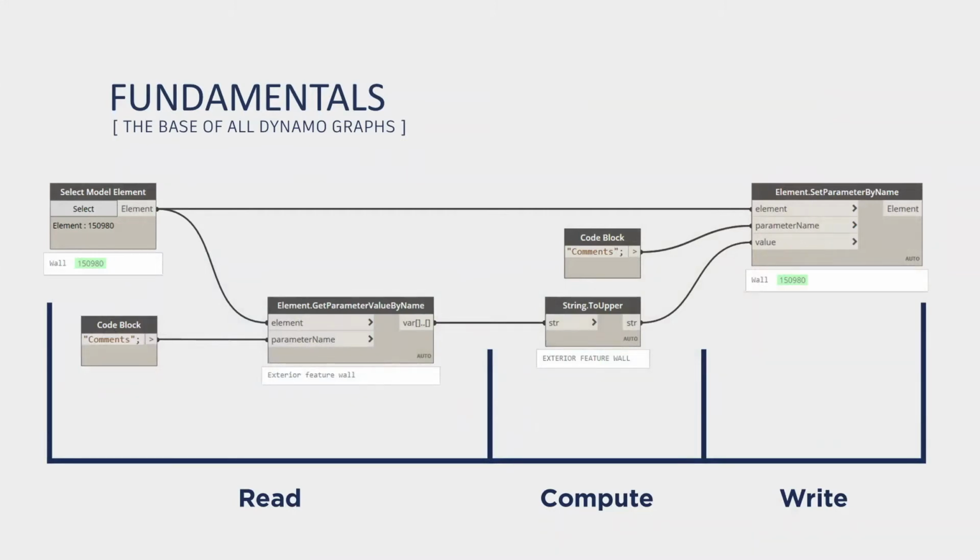Dynamo is basically a series of events around reading, computing, and writing stuff. You take something, you do something to it, and then you push it back somewhere else. Simplistically, this is the base of all Dynamo graphs. They get potentially way more complicated than this, but fundamentally, this is really what is happening.